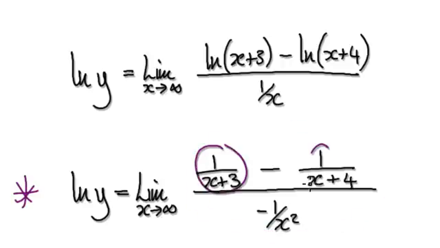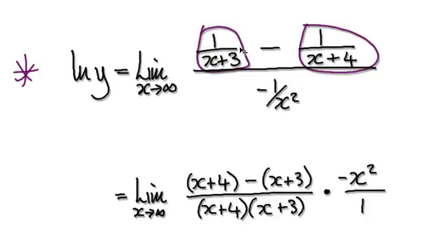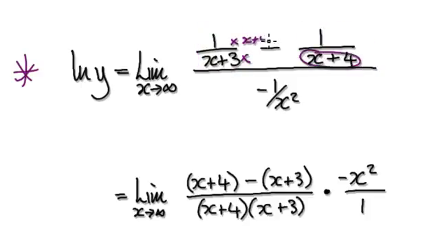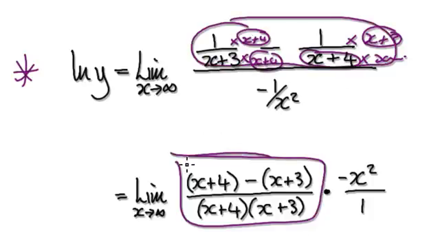So let's merge these two together. So here we've got two fractions. We've got to merge them together. So times top and bottom by x plus 4, and then over here times top and bottom by x plus 3, and then the two will have the same denominator. So that will give you this. So this whole thing here will then be this.